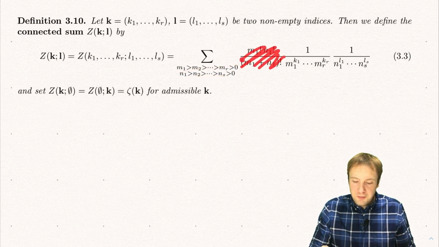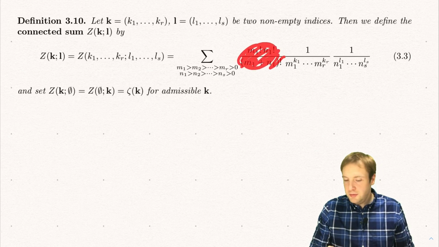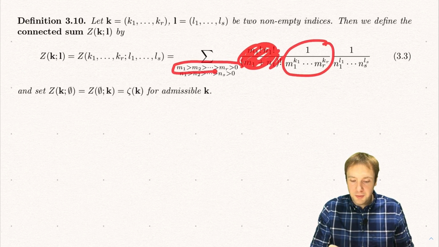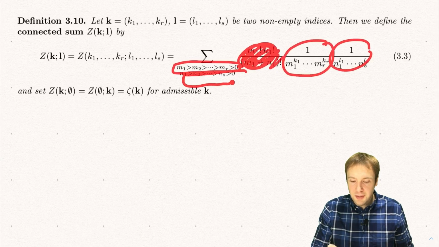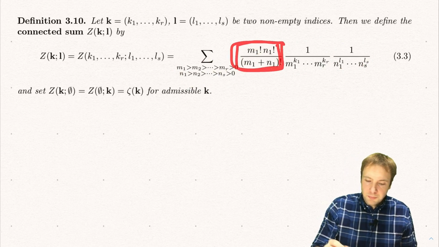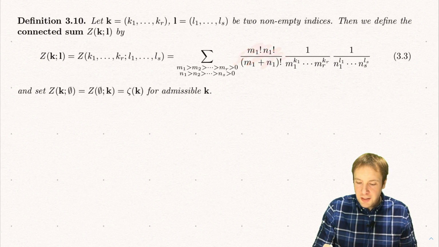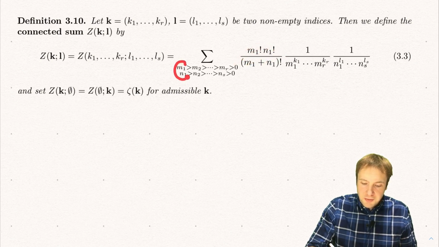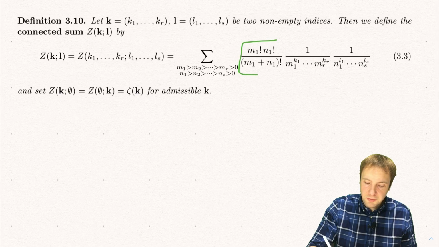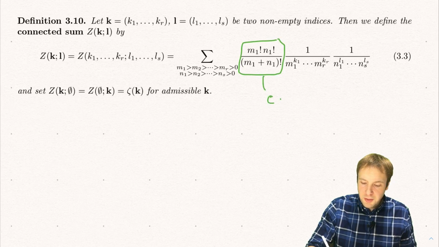So if you forget this part for a second, then this is nothing but the product of zeta(k) and zeta(l), because this part is just zeta(k) and this part is just zeta(l). So we have these two sums, but they get connected by this factor here. Without this factor, these m and n would be independent, but they get connected at the largest summand by this part, and this part is called the connector.